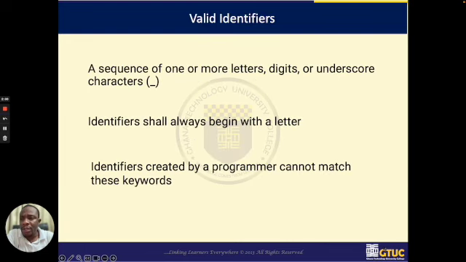When you are choosing your variable names, they can be a sequence of one or more letters, digits, or underscore. What this means is that you cannot use anything outside of what has been listed. Your variable names should start with a letter. Then it can be followed by a number or an underscore or even another letter. Variable names should not be similar to keywords.